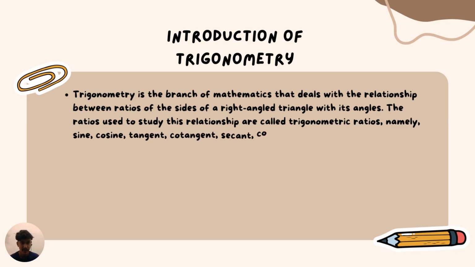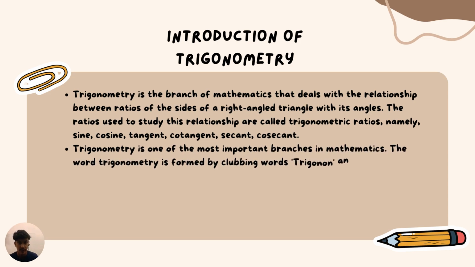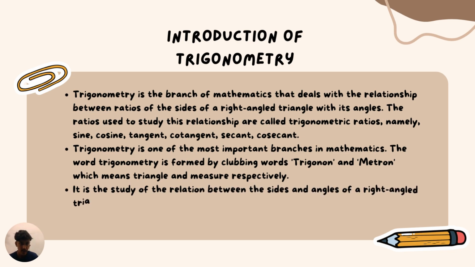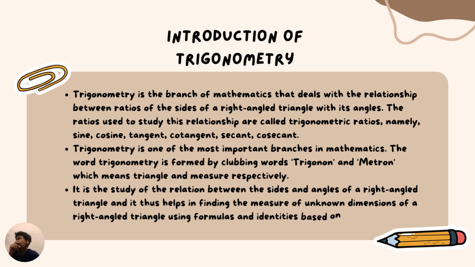Now I want to explain about the introduction of trigonometry. Trigonometry is the branch of mathematics that deals with the relationship between ratios of the sides of a right angle triangle with its angles. The ratios used to study this relationship are called trigonometric ratios, namely sine, cosine, tangent, cotangent, secant, and cosecant.